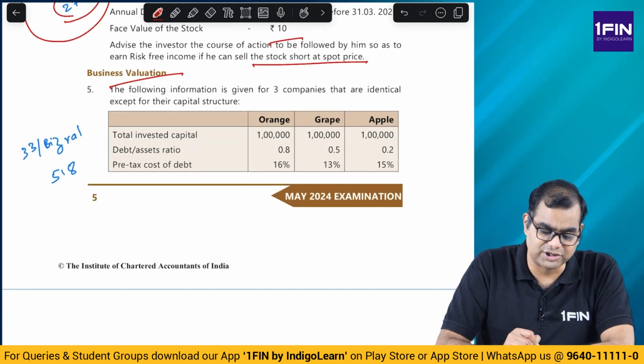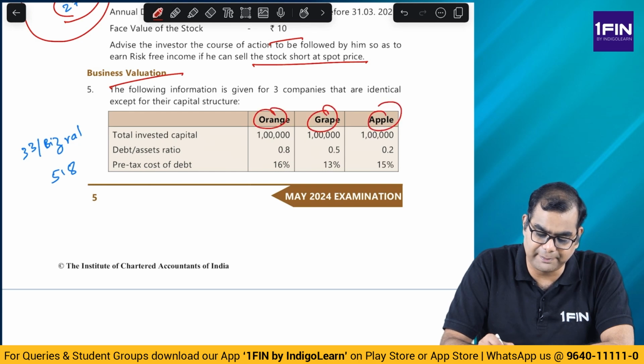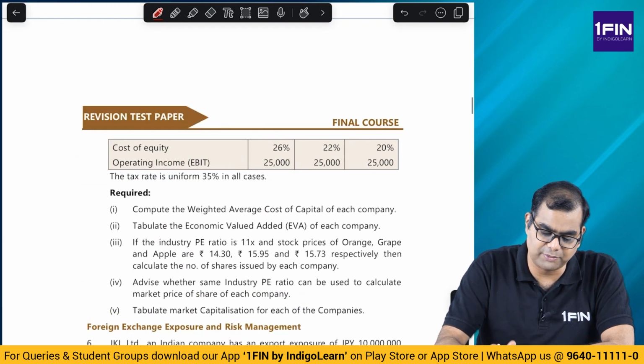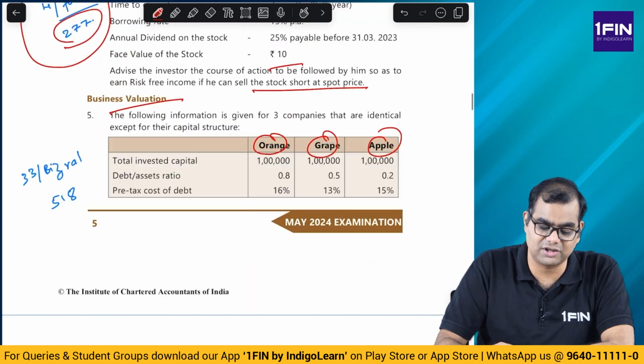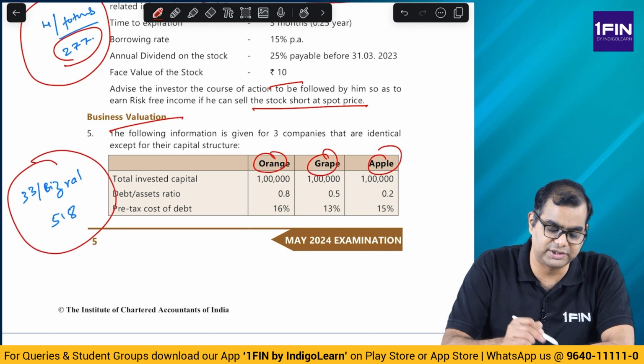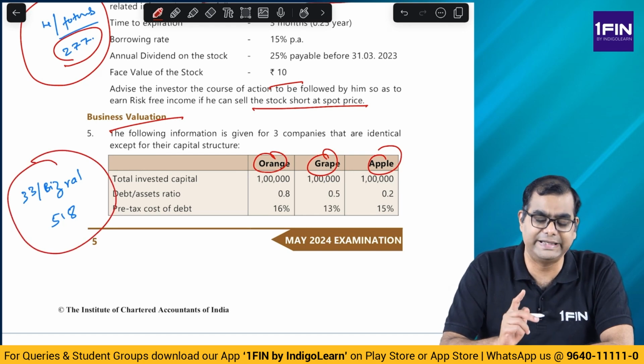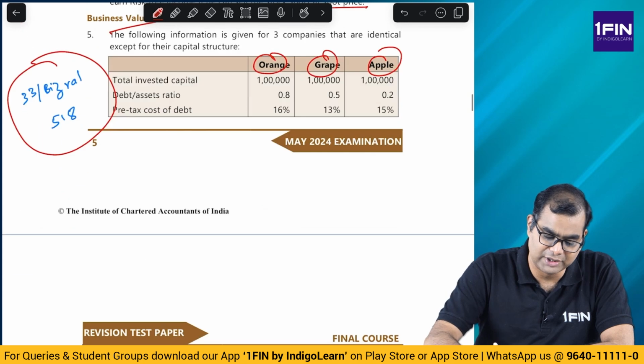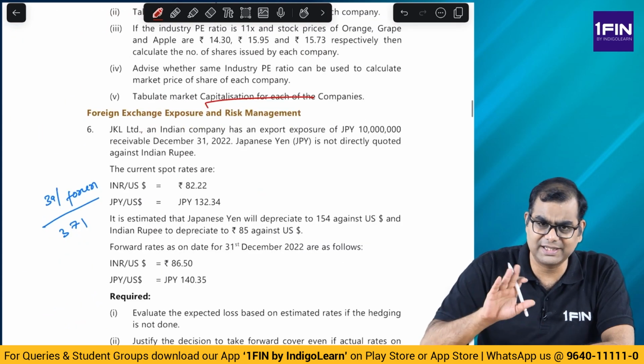Then business valuation. The question gives the information of orange, grape and apple. Based on this, you are supposed to compute WACC, EVA, market cap and so on and so forth. This also we have solved. Question number 33, page number 518 of the business valuation chapter. Everything is like this only.